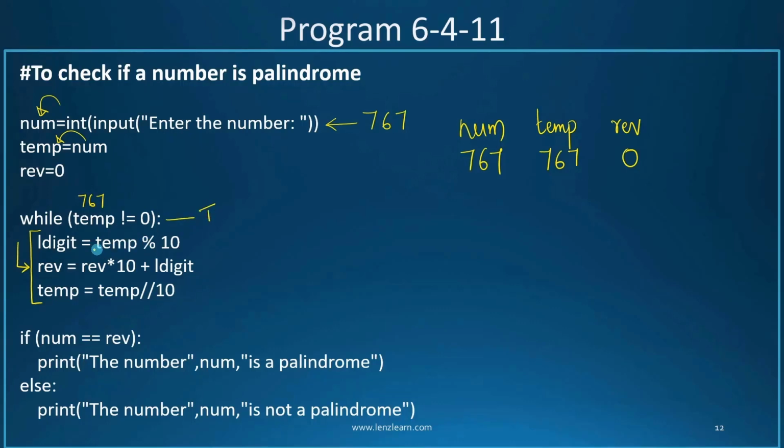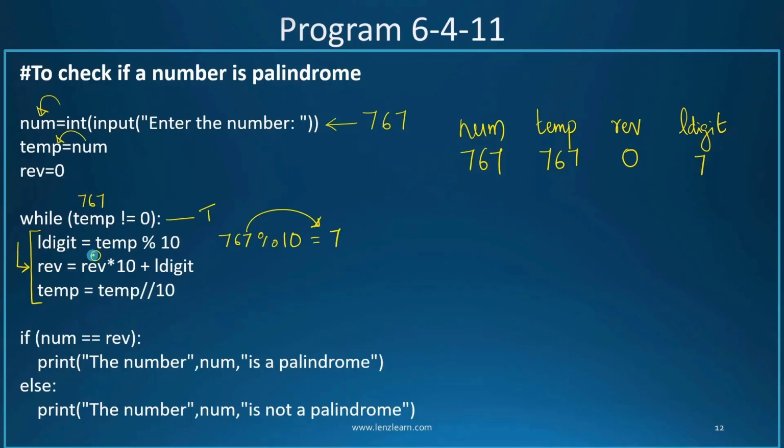I will come inside. Next I will do temp, that is 767 modulo 10. So the result of this is going to be 7, which is the last digit. Okay, I told you when you do a modulo division by 10, always you will get the last digit as the remainder. So that is stored into L digit. Okay, so that is last digit. So to last digit, you will store the value 7. So the next step is where we will develop the reverse number. Okay, so first it will do reverse into 10.